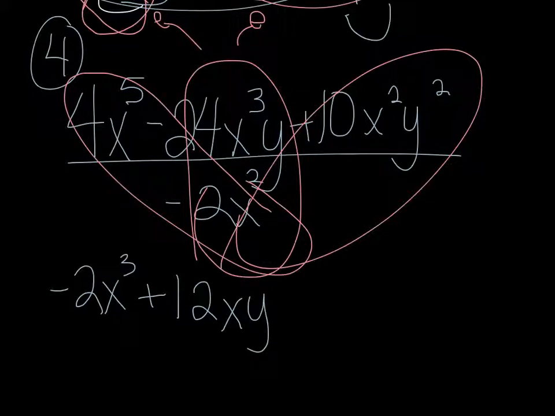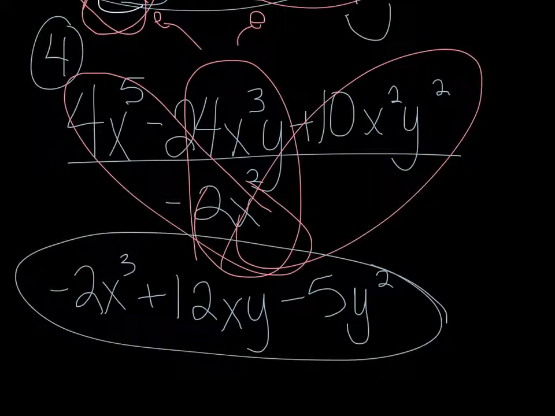And then for my last one, I have a positive divided by a negative. So it's a negative, and I have 10 over 2. And I have x squared over x squared, which cancel out. But the only thing I have left is a y squared. That's easy. All right, I'm going to give you guys one to try with your 3 terms.